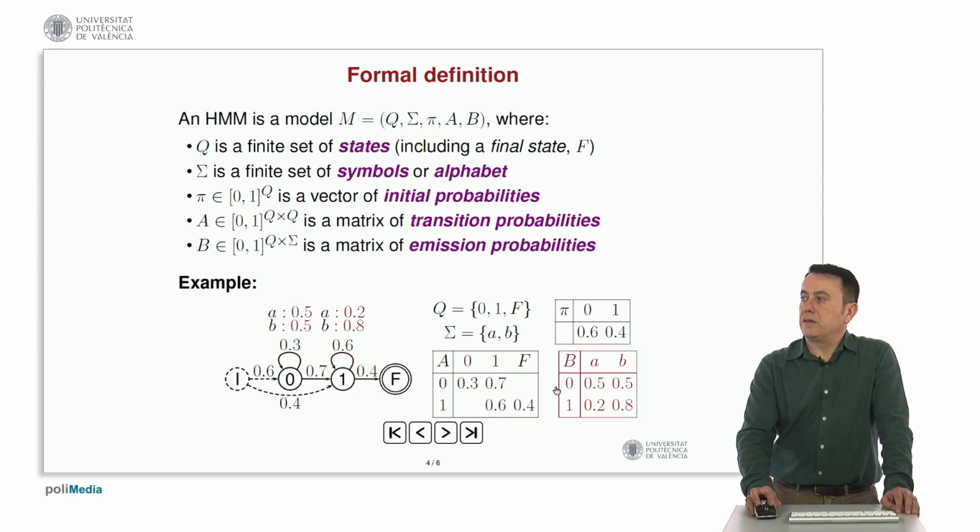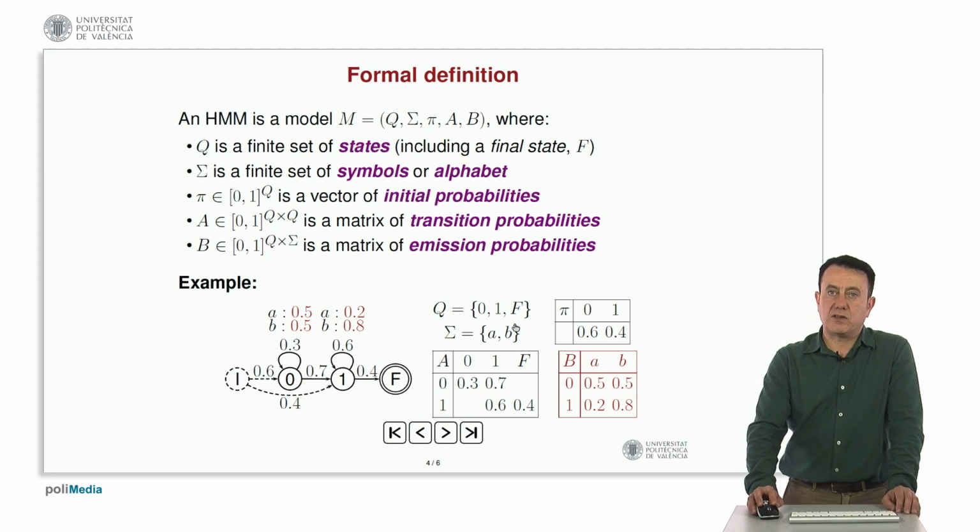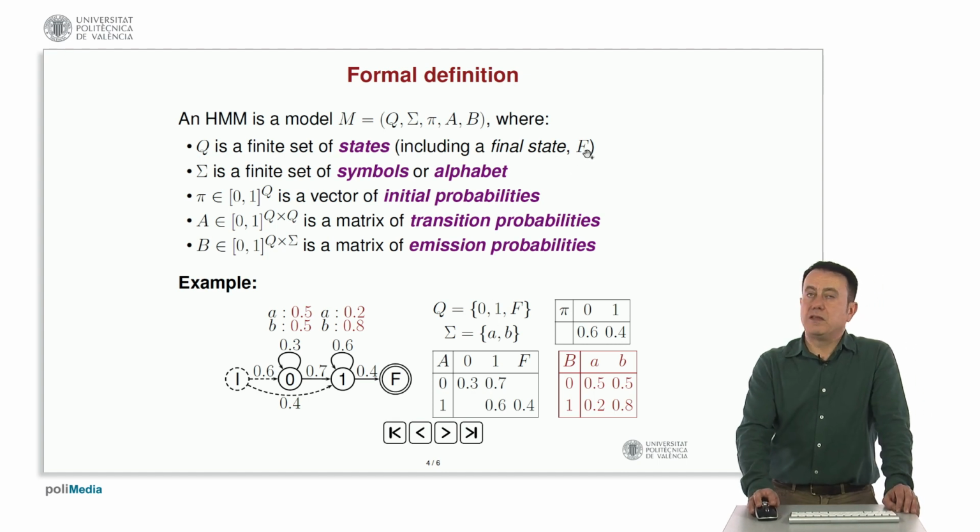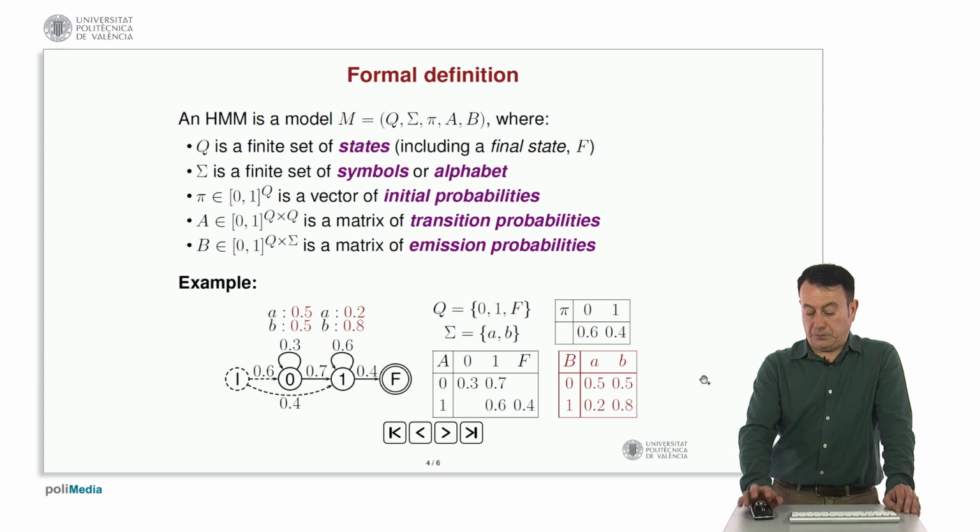Okay, here we have the emission probabilities. In each state there's a unit probability mass distributed over the alphabet, which represents the probability of each symbol to be emitted when the machine is at a given state. Note also there are no emission probabilities in the special final state. When the machine reaches the final state, it ends, and that's all.